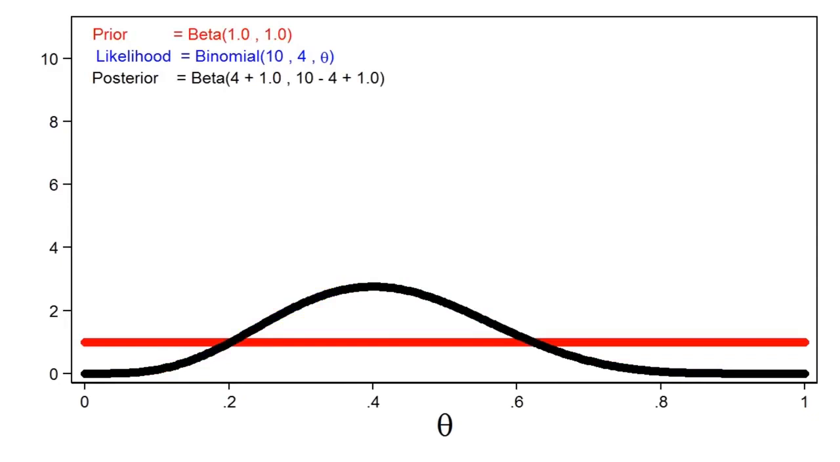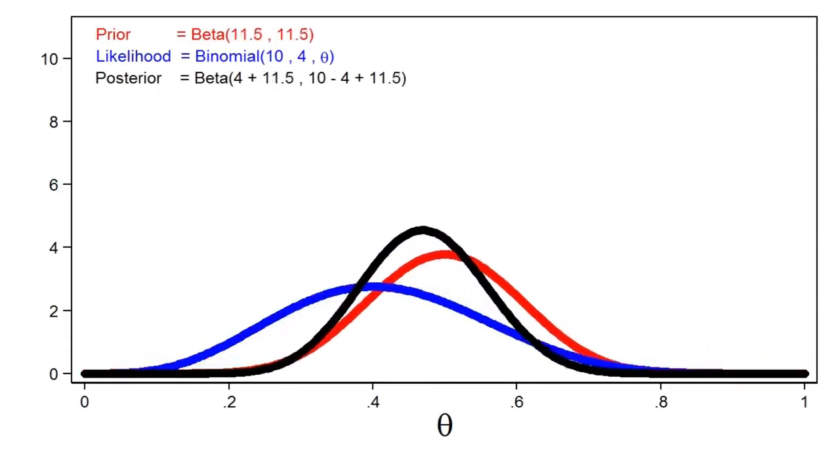Let's look at the effect of different priors on the posterior distribution. Here the red line represents a completely uninformative prior in the form of a beta distribution with parameters 1 and 1. The likelihood function is plotted in blue, but it is masked by the posterior distribution, which is plotted in black. This is an important feature of Bayesian analysis. The posterior distribution will usually be equivalent to the likelihood function when we use completely uninformative priors.